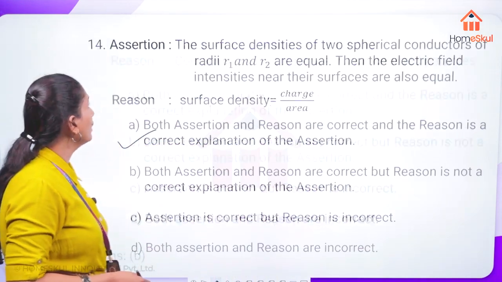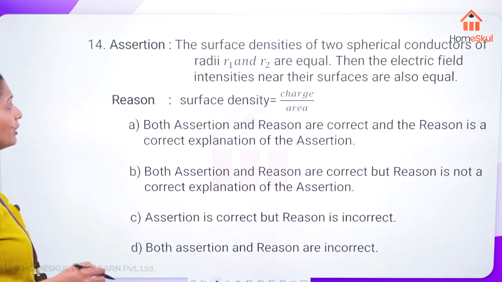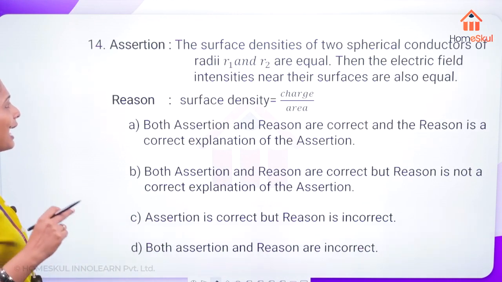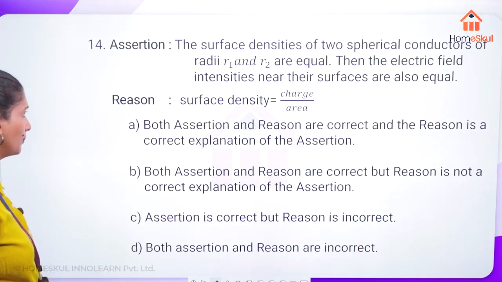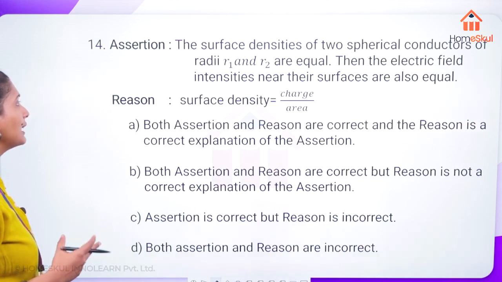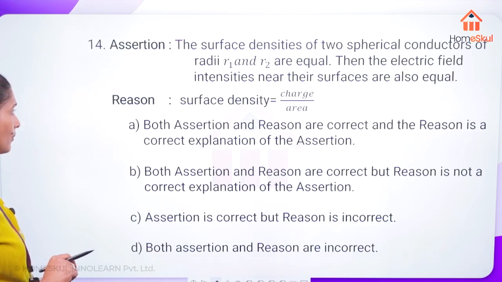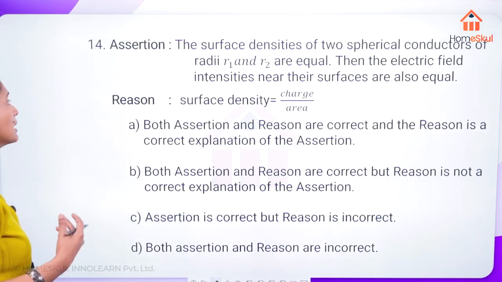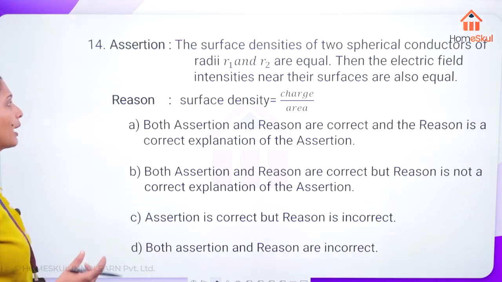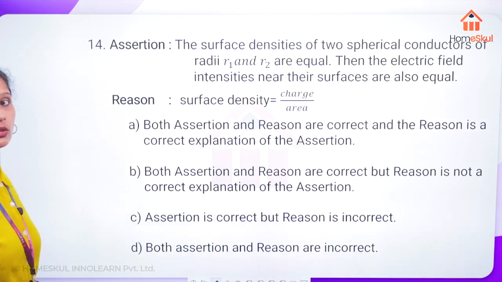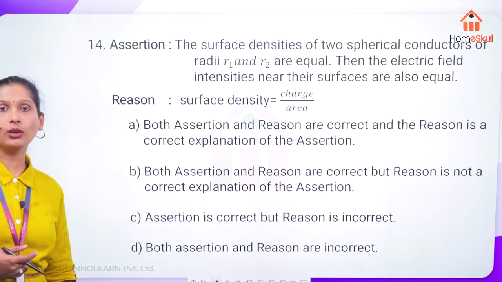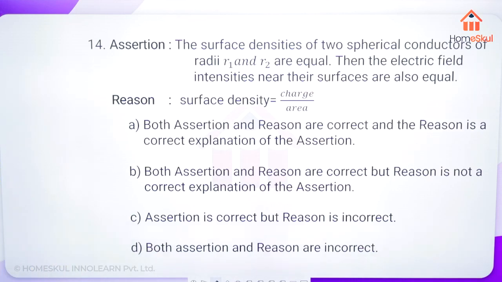Okay. Now, the assertion here is: the surface densities of two spherical conductors of radii R1 and R2 are equal, then the electric field intensities near their surfaces are also equal. And the reason given is: surface density is equal to charge by area. So these are the two statements given, and you have to check whether they are true or false, or if one of them is true.